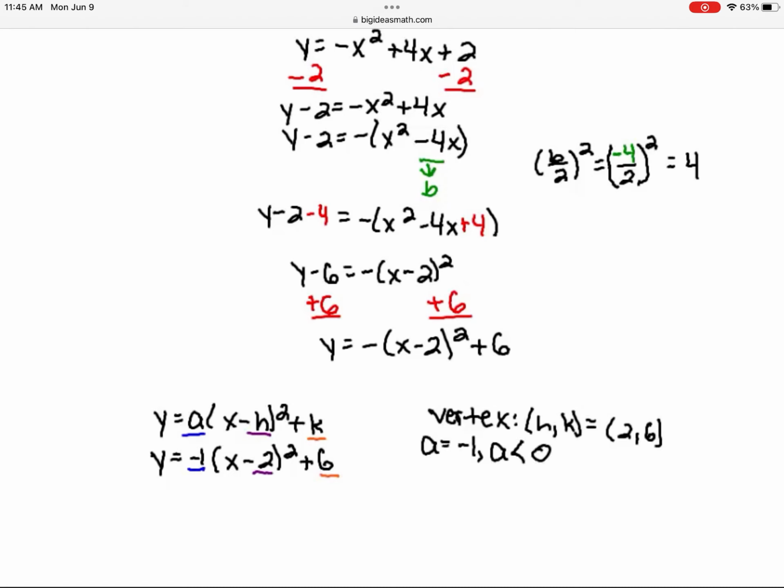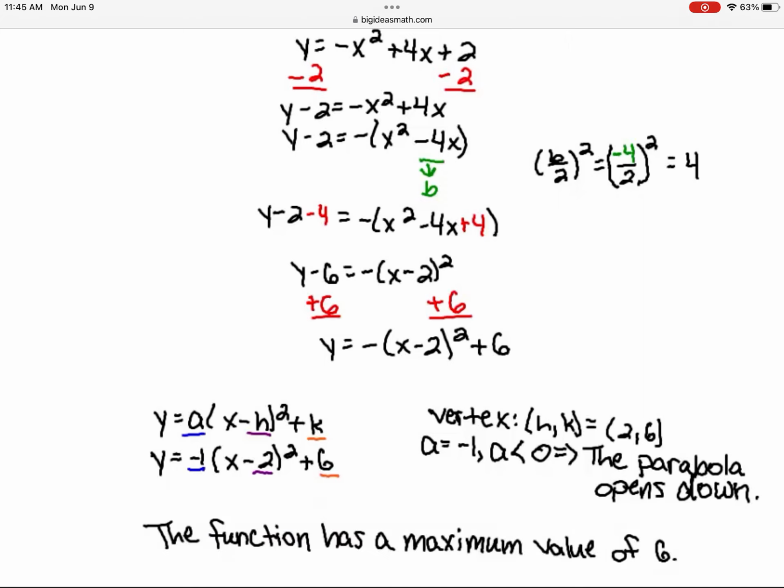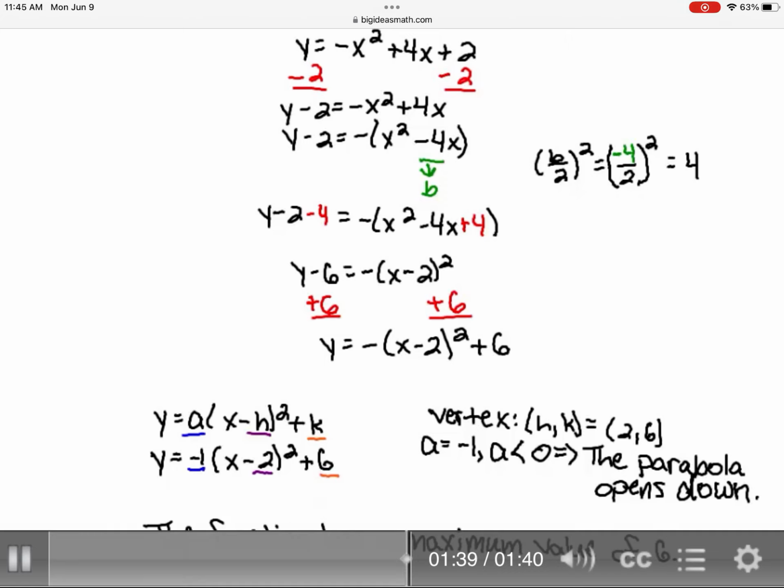Because a equals negative 1, a is less than 0, and because a is negative, the parabola opens down, and the y-coordinate of the vertex is the maximum. So the function has a maximum value of 6.